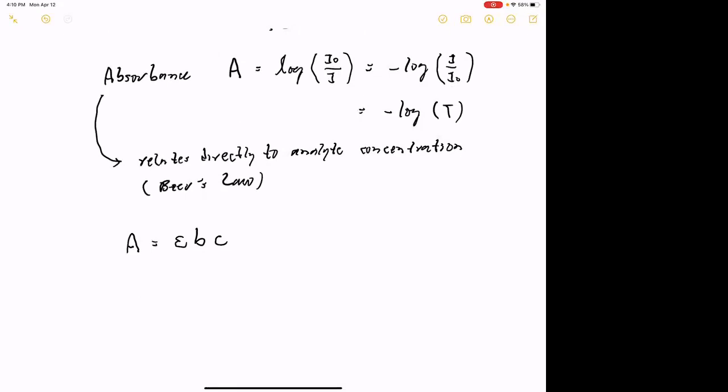Okay, we'll start with the obvious ones first. C is molar concentration. Ooh, that's what we want to get, right? B is the path length of the light through the sample.